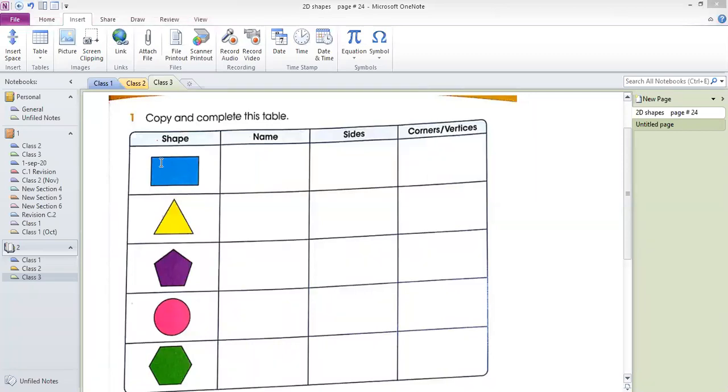Rectangle. It has four sides and four vertices. Send your answers in the chat box. I want to see how many of you are spelling it correctly. Answer me in the chat box the name of this shape. Very good.